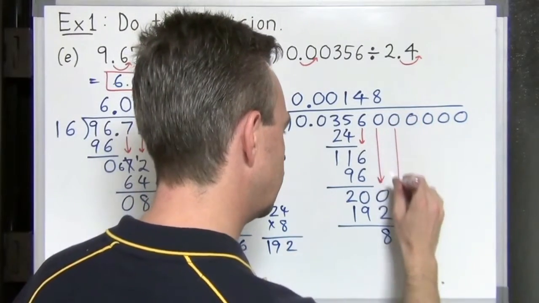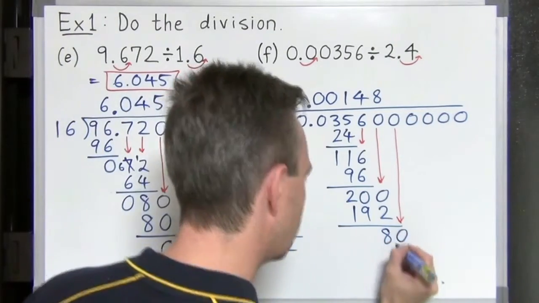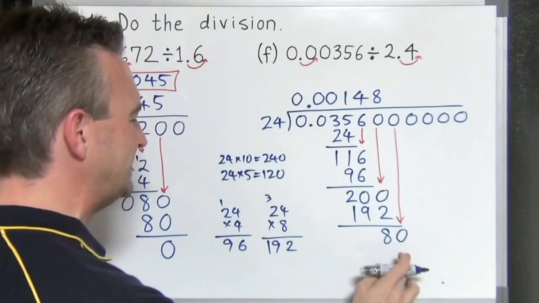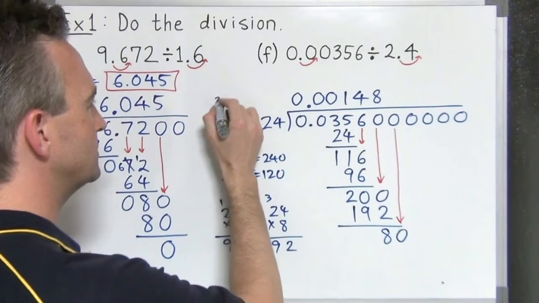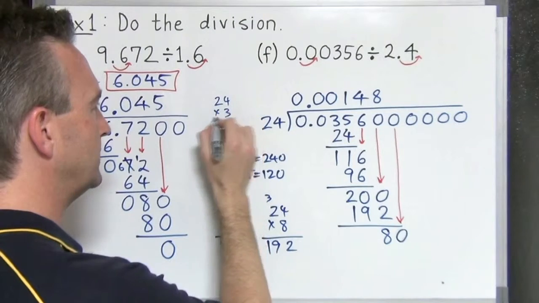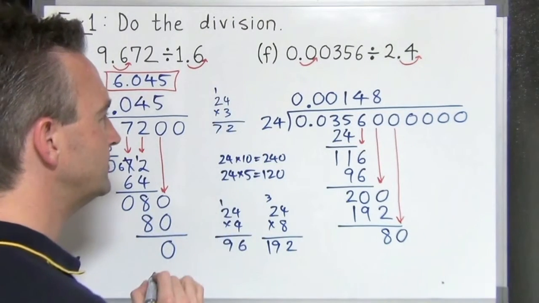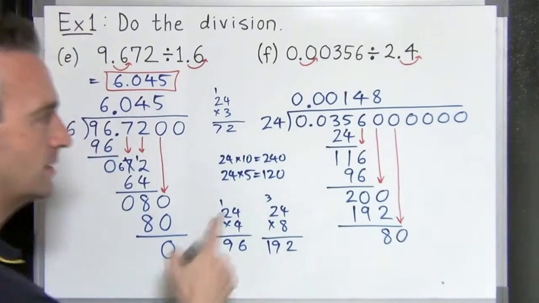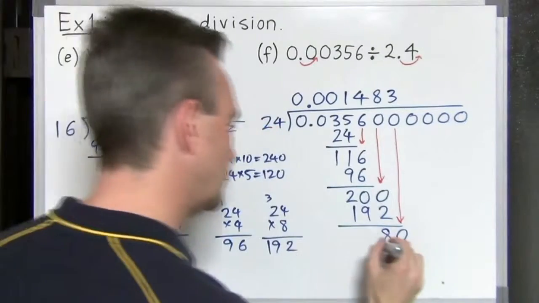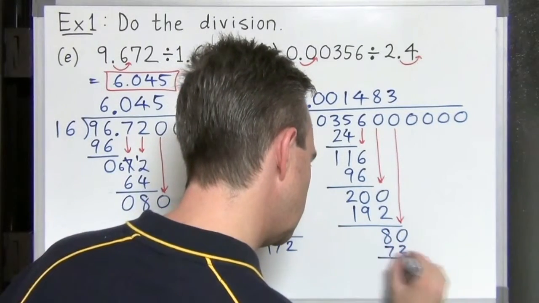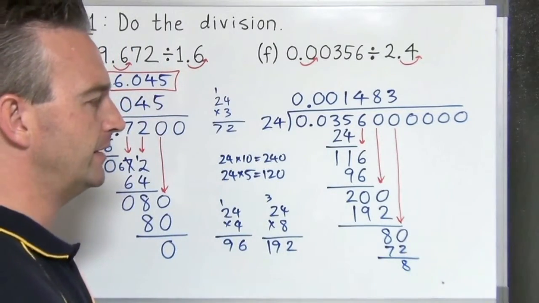Got to bring down another 0. Oh, this is getting big. So 24 into 80. 24 times 4 is 96. 24 times 3, I think it still might be a bit too big. 4 3s are 12. Carry the 1. 2 3s are 6 and 1's 7. 72. That looks good. So 24 into 80 is going to go 3 times. 3 times 24 is 72. Subtracting leaves 8. That looks familiar.